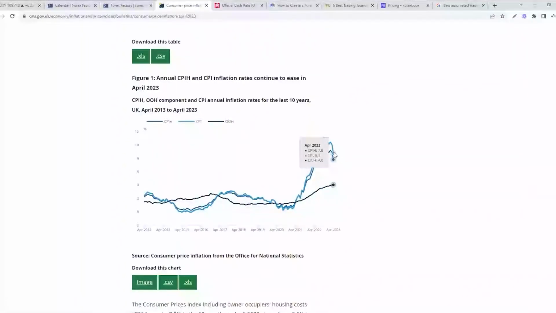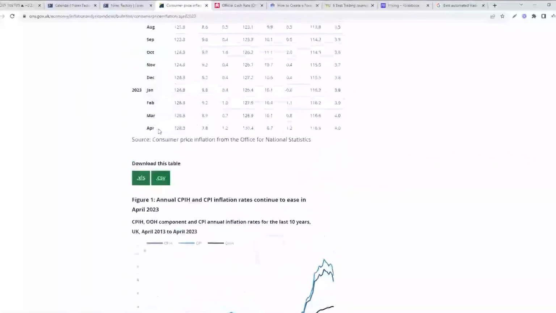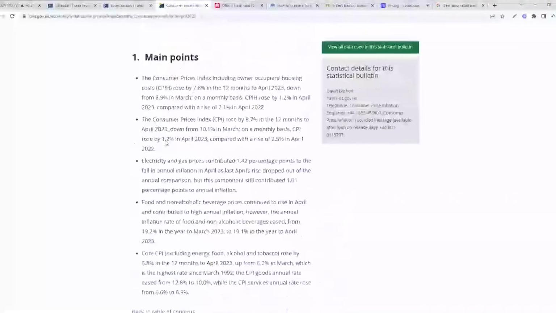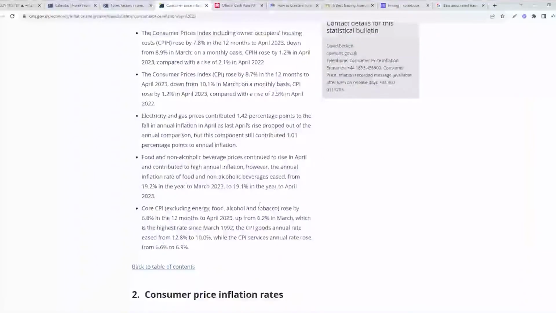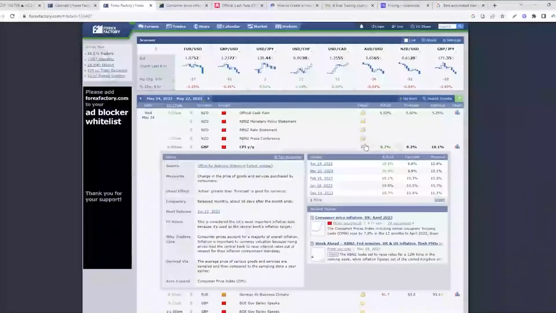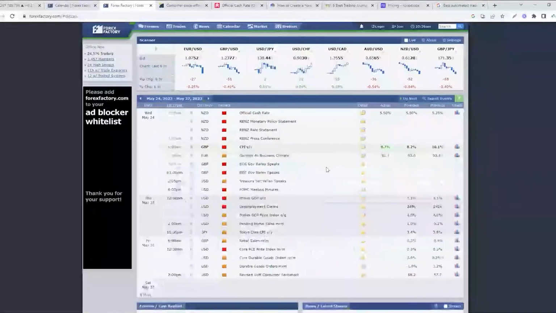So as you can see here, you have the headline CPI reading, as well as the CPIH, what is CPIH, CPI that includes housing costs, and you also have the core CPI reading as well. So this is how you can use Forex Factory to find out about what's happening.